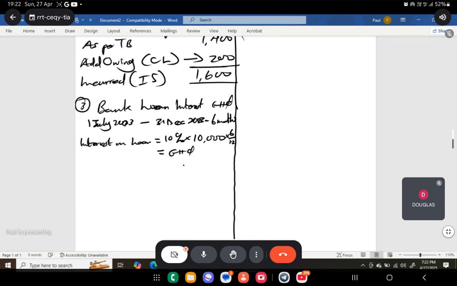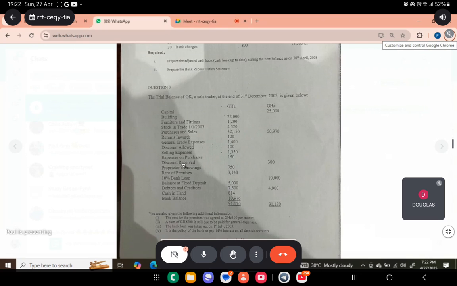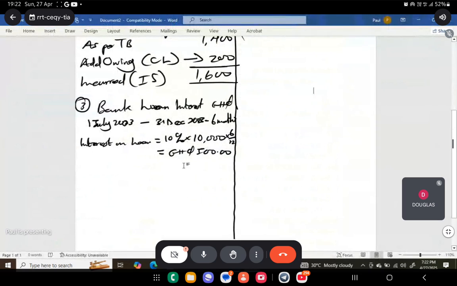500. Now, please, you can see that there is no interest on loan in the trial balance. There is nothing like interest on loan in the trial balance. So it means that none of the interest has been paid yet. That's why it has not passed through the double entry. So you do a double entry yourself, and this becomes you debit income statement.